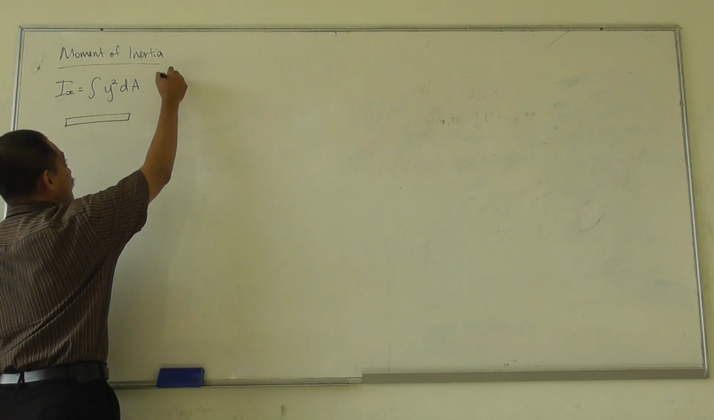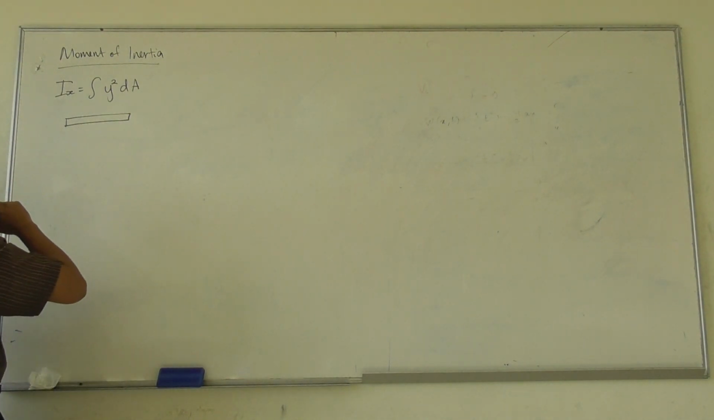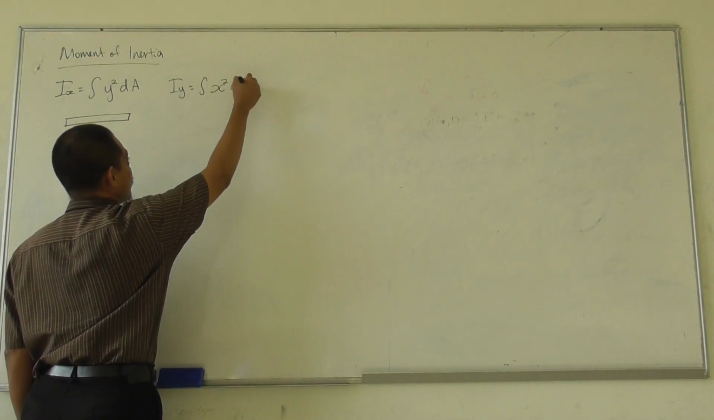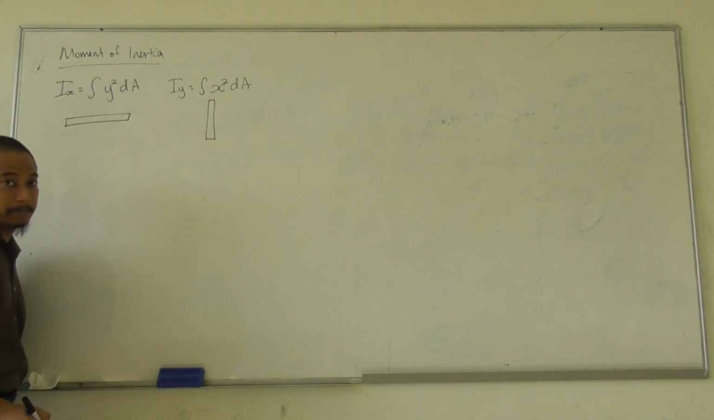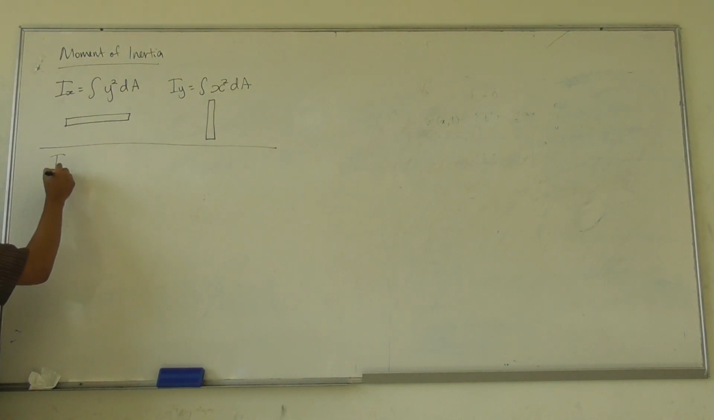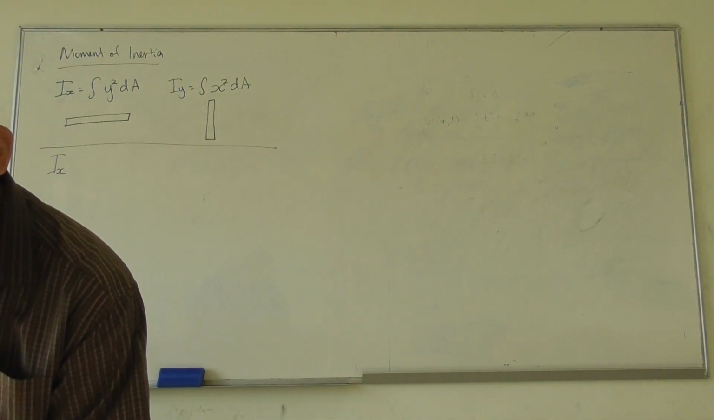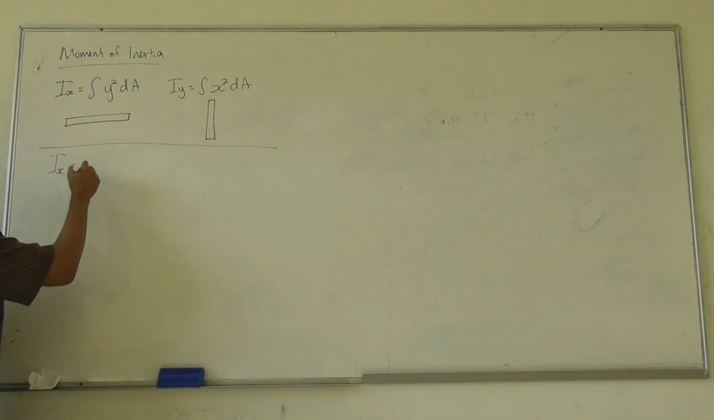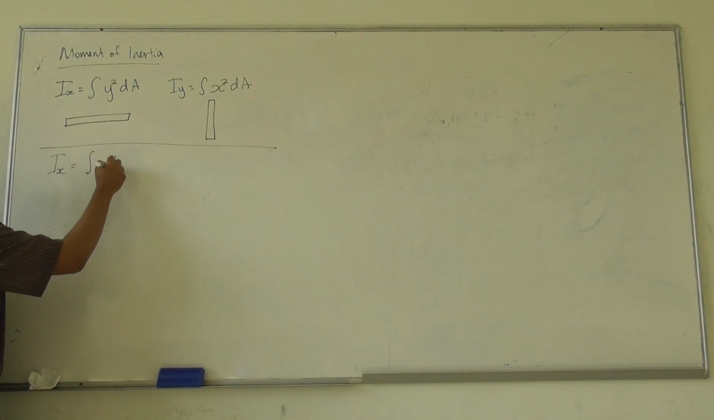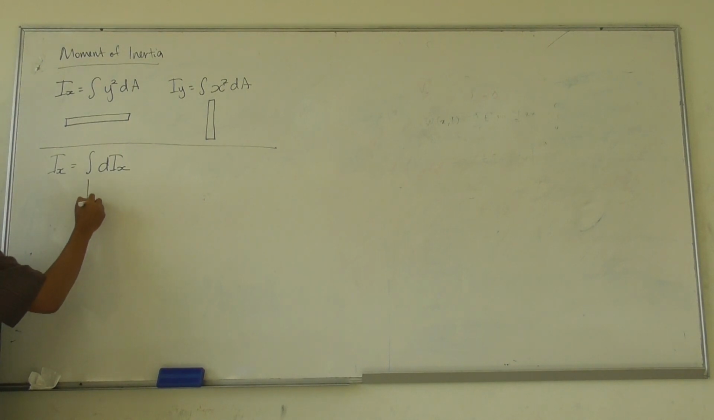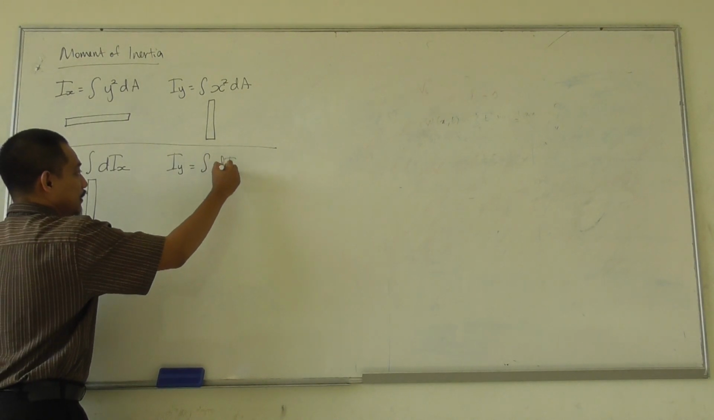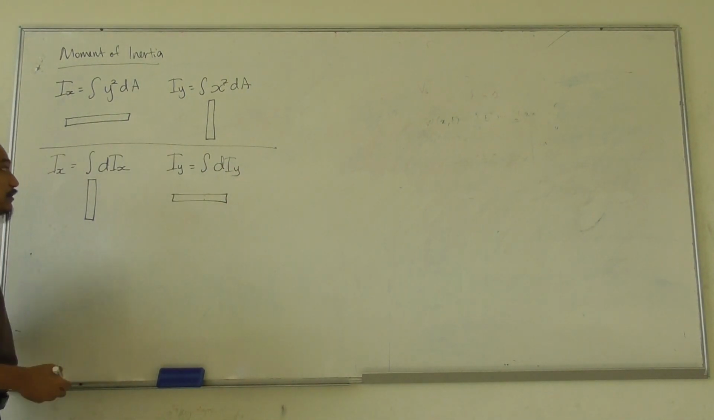And for Iy equal to integration of x squared dA, this is with respect to this element over there, right? And if we want to use for Ix, integration of dIx, this is with respect to this element, vertical element, or Iy, integration of dIy with respect to this element over there, right?